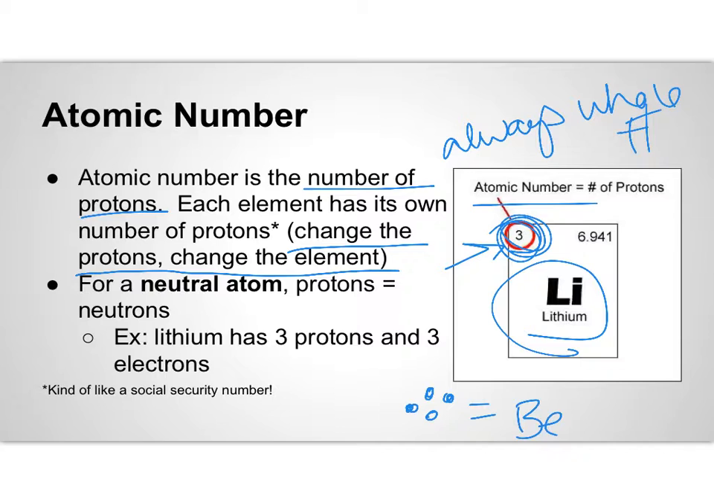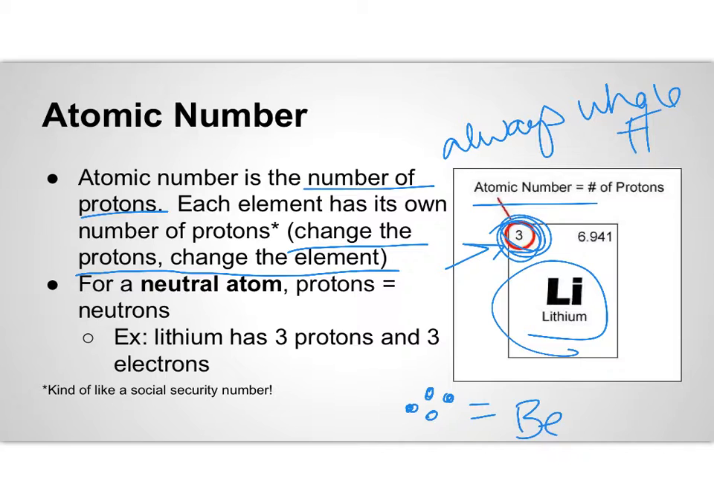So if we look at something like oxygen, oxygen's atomic number is 8. It has 8 protons. If I take one of those away for it to have 7, I don't have oxygen anymore, now I have nitrogen. So the number of protons is the exact identification of an element.